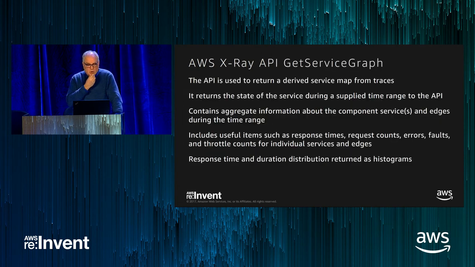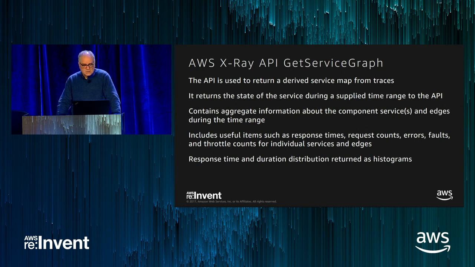So let's look a little bit more at the service graph API. As I said, it's actually derived for you from the traces that get sent to the service. You don't build it or anything, it's built for you. And essentially, it's returning the state of the service during a supplied time range. So as I had mentioned earlier, if you want to go back and see what the heck was going on with all your microservices built together as a single service, last week for an hour, you can plug that information in and go see what that is. It has all of the component services and edges during that time range that you included.